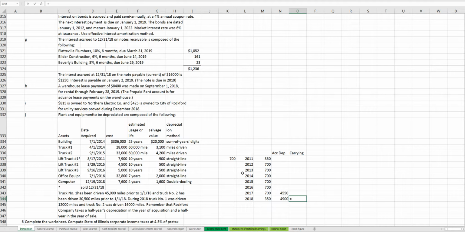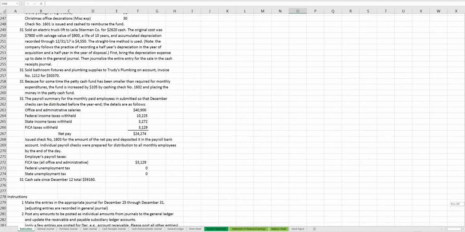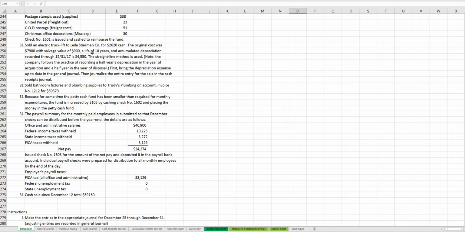Then what is the book value or carrying value? Carrying value equals the original cost less the accumulated depreciation, which is $3,000. And we are selling this for $2,620. Obviously, we're going to have a loss, right? We have a $380 loss.